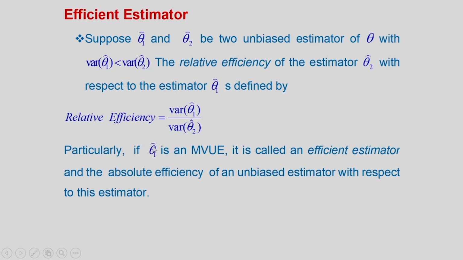Particularly, if theta 1 hat is an MVUE, then theta 1 hat will be called an efficient estimator. This is relative efficiency, but absolute efficiency of an unbiased estimator will be determined with respect to the MVUE. So, here this will be the estimator with minimum variance. Then we will call this efficiency the absolute efficiency.